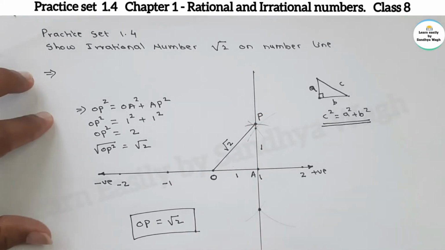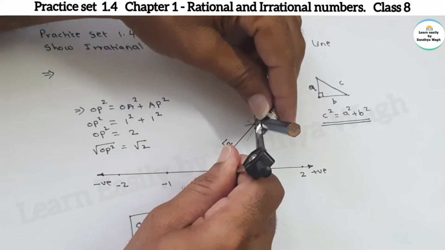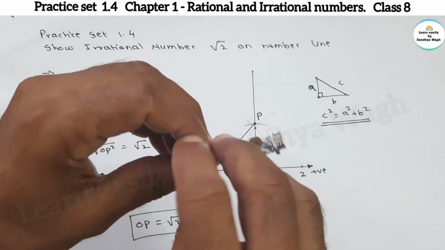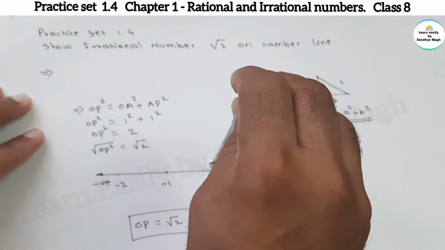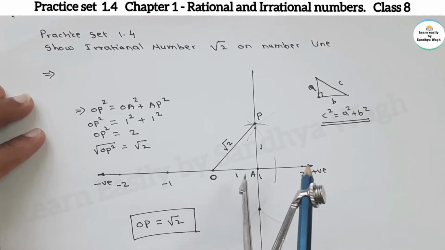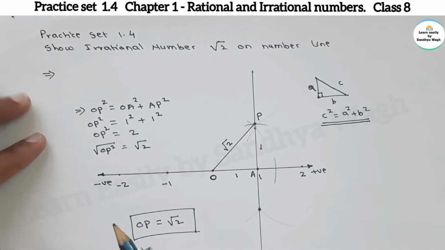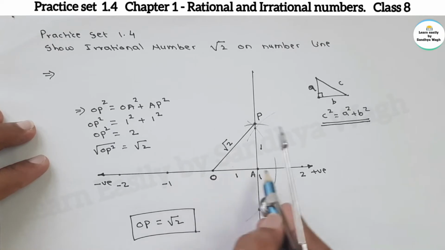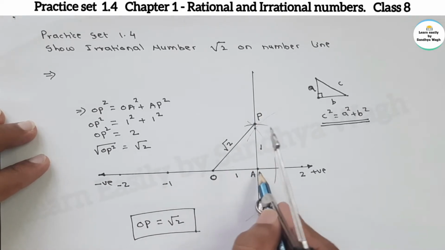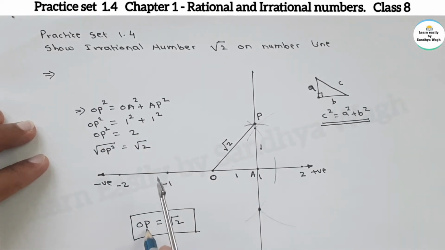Now with the help of this rounder, take this distance, match the two points O and P, and mark an arc on the number line. This distance is equal to this distance. Are you getting it? You must have noticed what we have done: using the Pythagoras theorem we found the distance OP. How did we find OP? We used the Pythagoras theorem. We got OP equal to root 2. How? OA square plus AP square is equal to OP square by the Pythagoras theorem, and after solving, OP is equal to root 2.